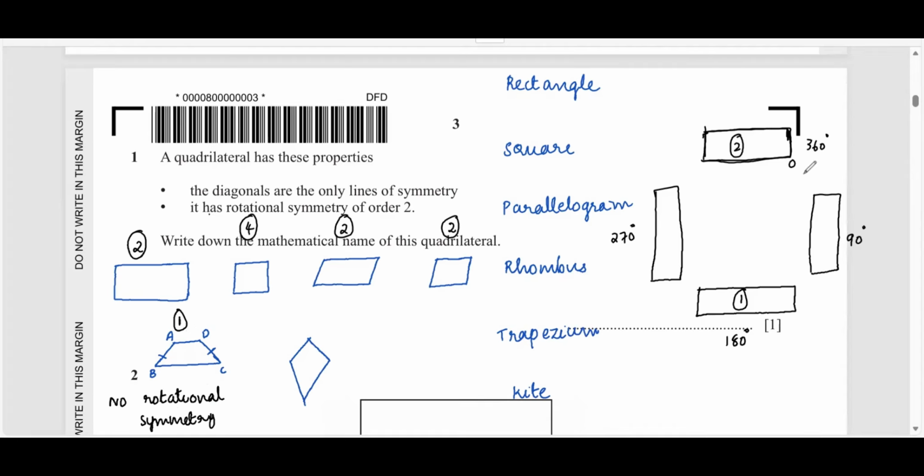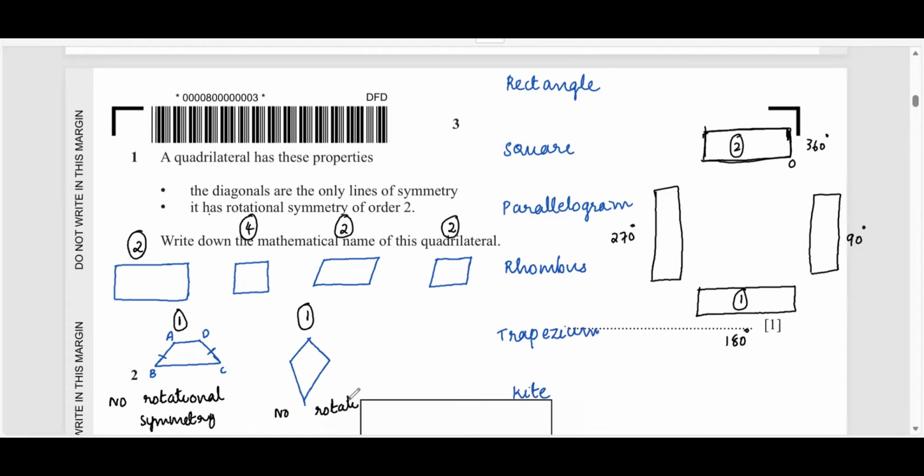Kite: when we rotate it 90 degrees, no, not the exact same shape. 180, no. 270, no. When we rotate it 360 degrees and it completes a full cycle, we will get the same shape. So for a kite also, we say the order of rotation is 1. We say that it has no rotational symmetry.